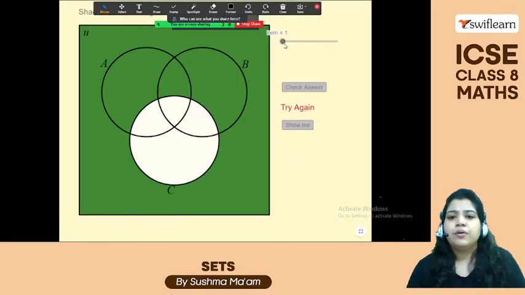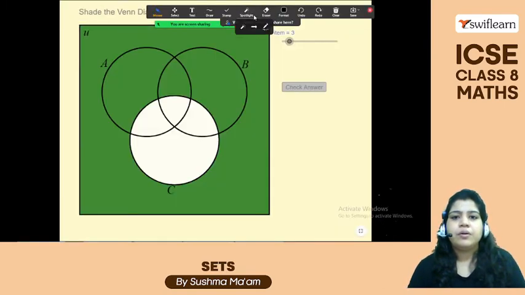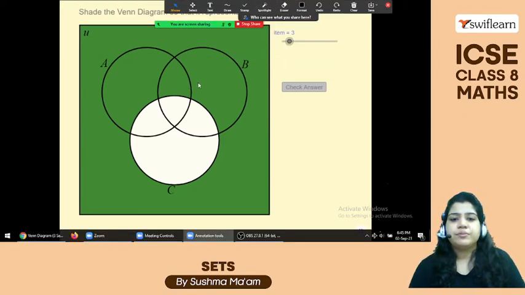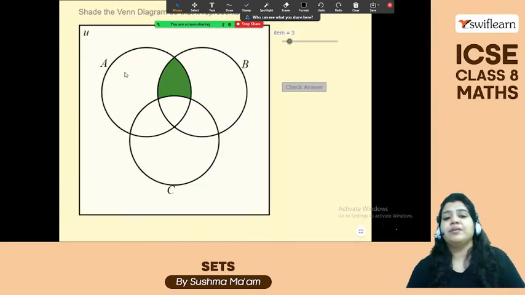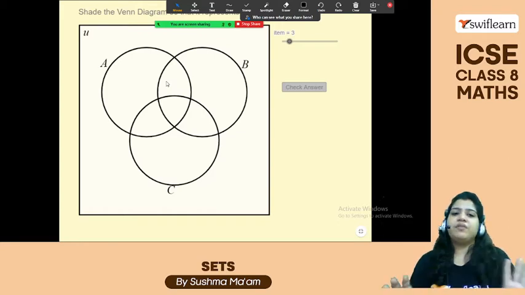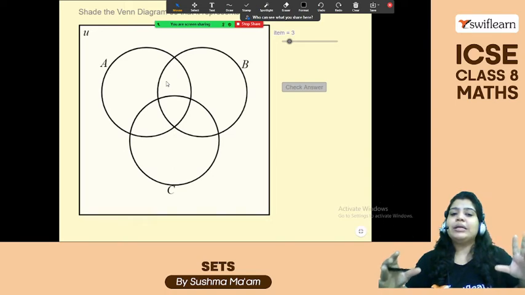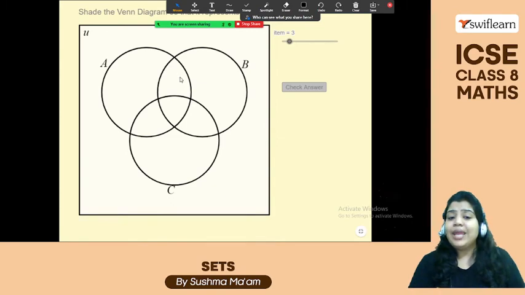Let's see this. Shade the Venn diagram so that it represents the set. Here we have this diagram. Suppose I want to see the elements that are common to A and B. Then only this part gets shaded, because if I shade this part, it also contains C. So I will not go with this.